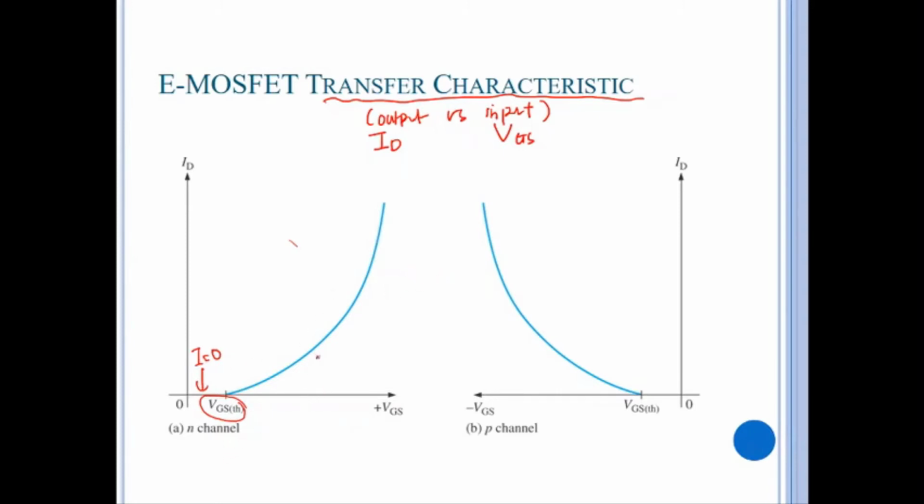In this slide, it is showing two transfer characteristics. The difference is the type of EMOSFET. Until now, I have only explained the N-channel EMOSFET, which is the MOSFET that induces an electron channel and uses a P-type substrate. On the other hand, the P-channel MOSFET needs to induce a hole channel, and the substrate is an N-type substrate.